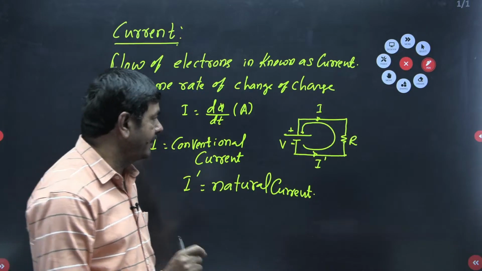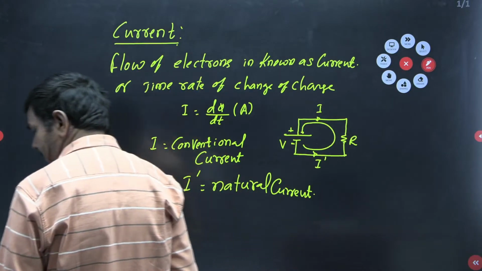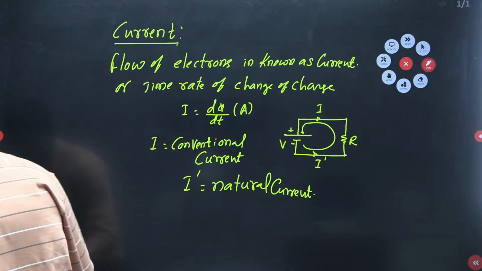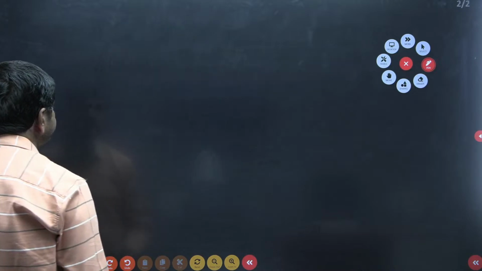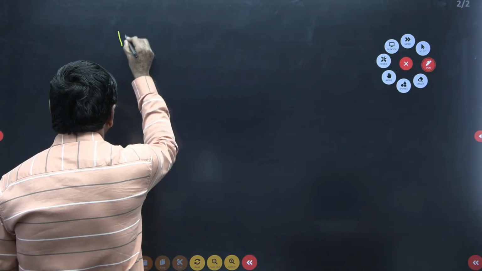That is current. I gave the definition. Next, we can enter into the voltage. What is voltage? We can see voltage.